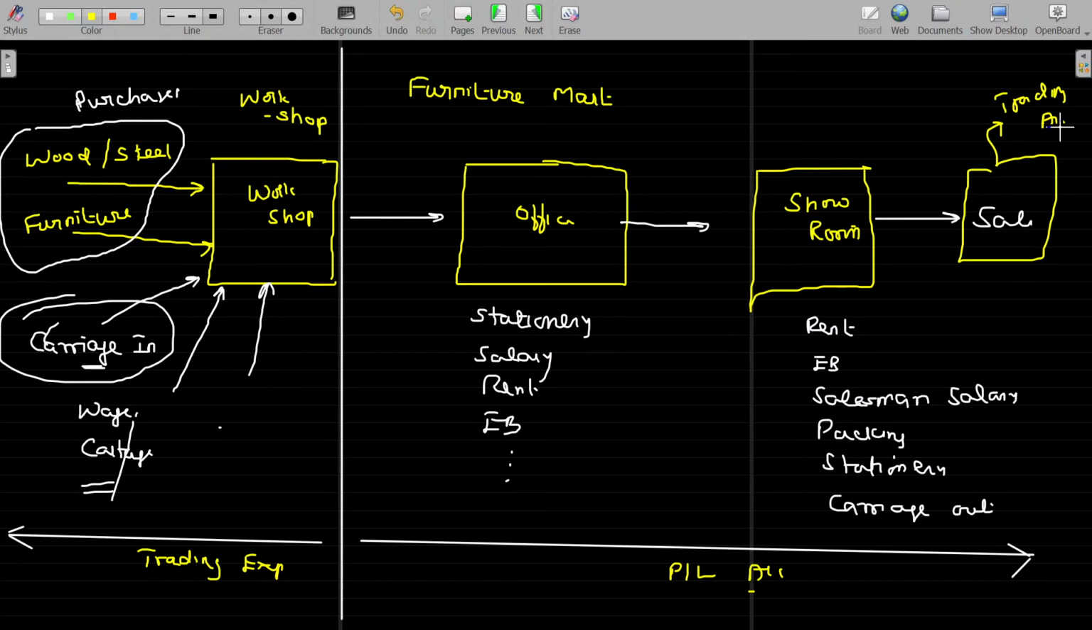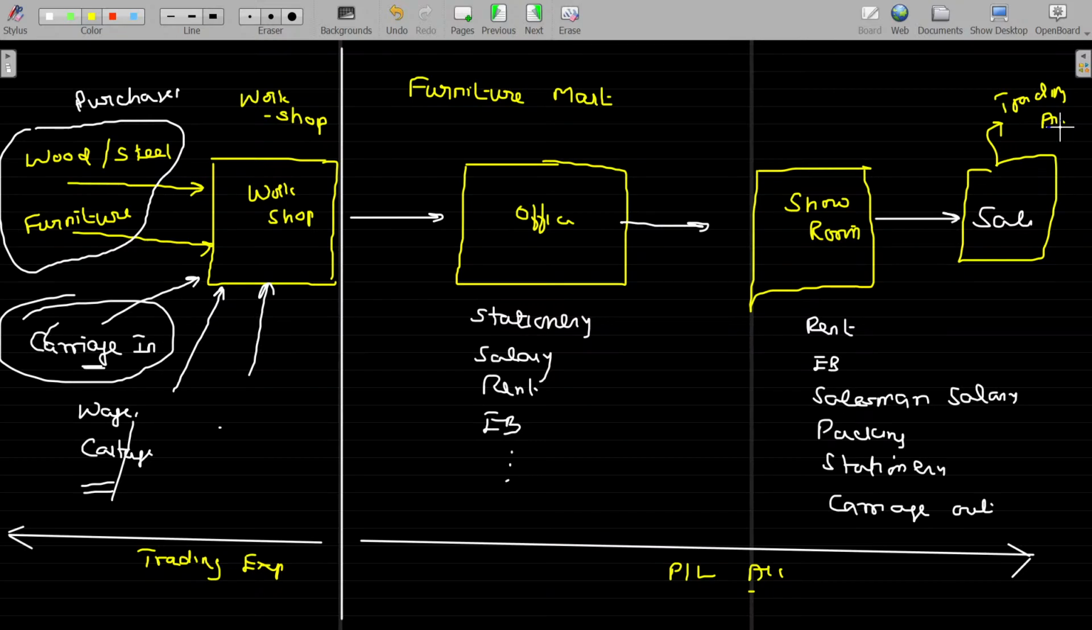If it is an item for the showroom and office, it can be debited directly to the P&L account. If the expense is related to the operations until it gets finished, that will be debited to the trading account. Hope you could understand the logic, because I've seen sometimes I too get confused.